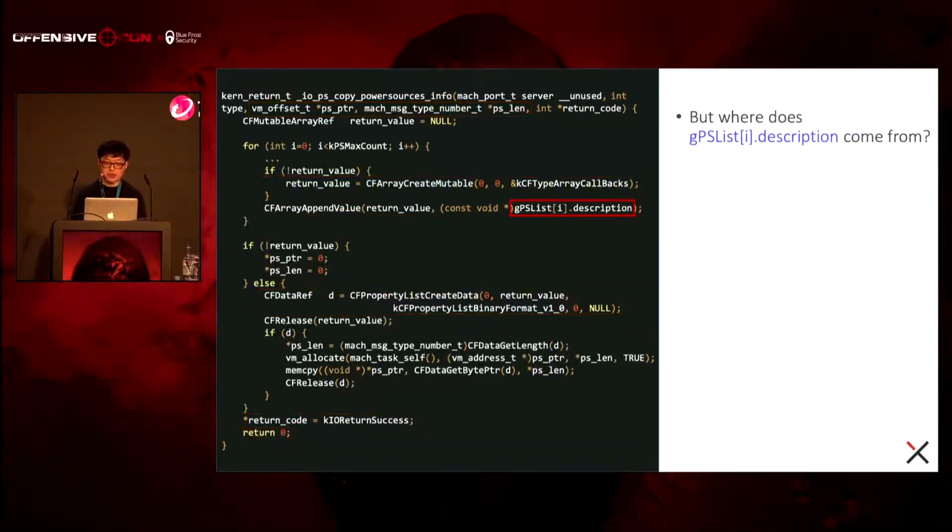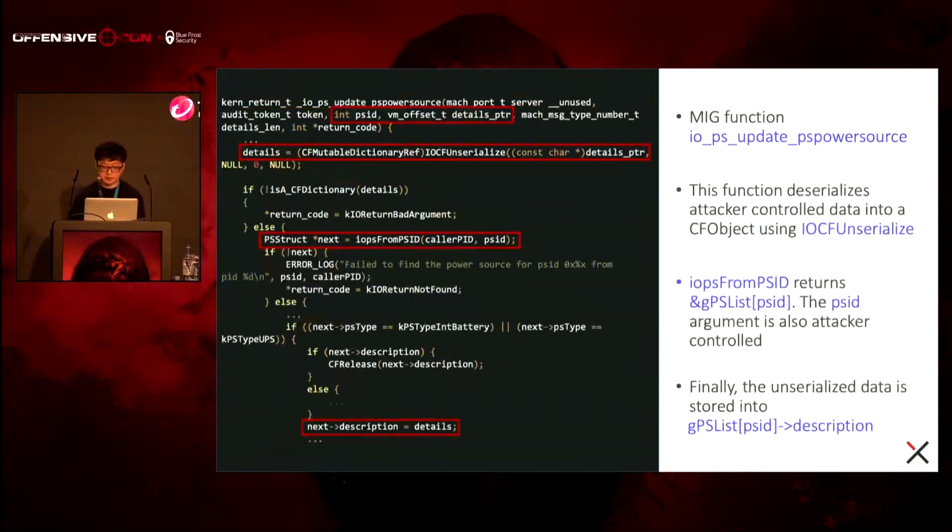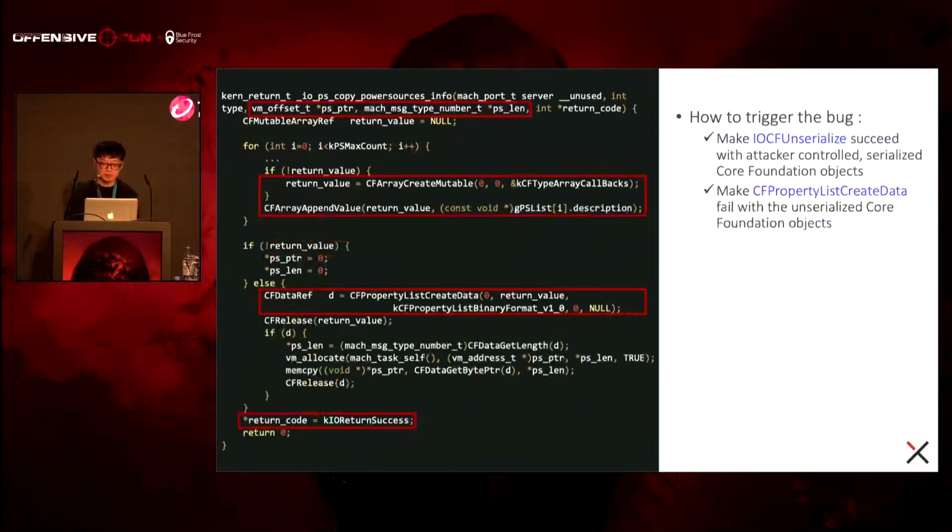But where does GPS list come from? It comes from another MIG function called IOPS update PS power source. This function essentially deserializes attacker-controlled data using the IOCF unserialize function and stores it into the description field of the GPS list array that I mentioned earlier in the slide. So that solves problem 1, but what about problem 2?